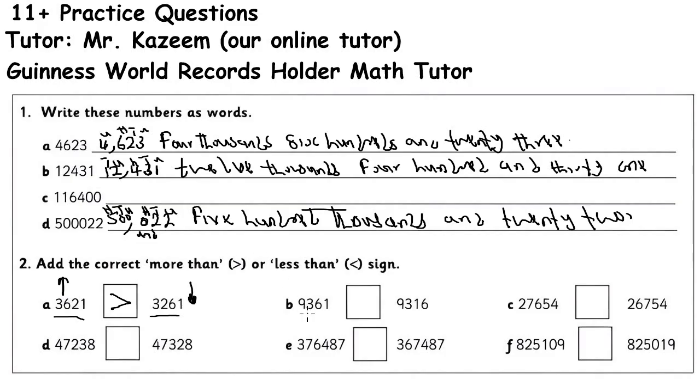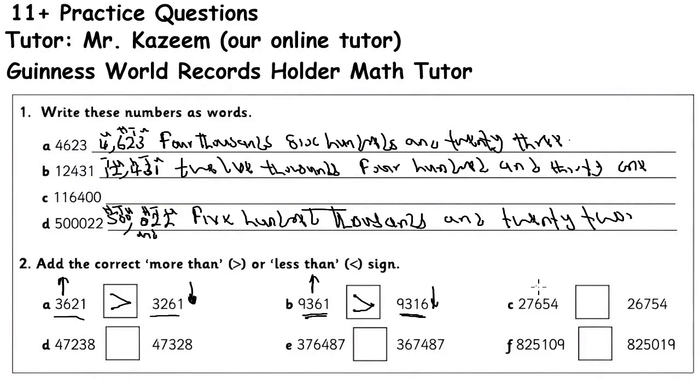Now, for the second one, part B, we have 9,361 and 9,316. 9,361, 9,316. Which one is the highest? Obviously this. So this goes up, this goes down. So therefore, we have 2 points close to it, and 1 point close to the one that goes down. Joining them together, we have our symbol. Perfect.